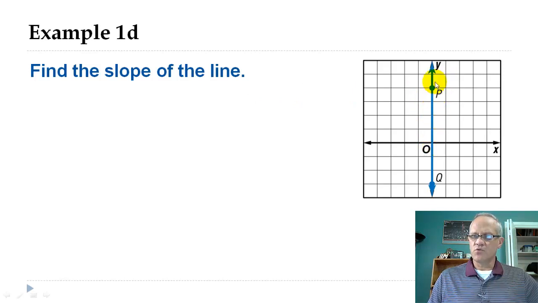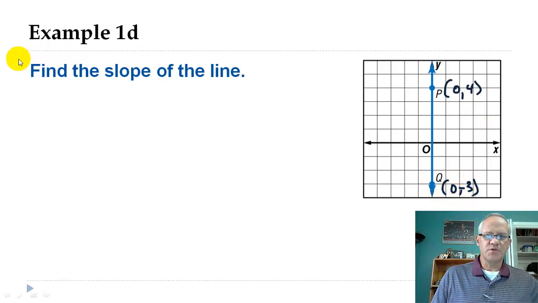So this is the y-axis, so that means x is 0, and then we go up 1, 2, 3, 4. So this is the point (0, 4). And then down here again, x is 0, it doesn't go right or left, and we just go down 1, 2, 3. So this is (0, -3).